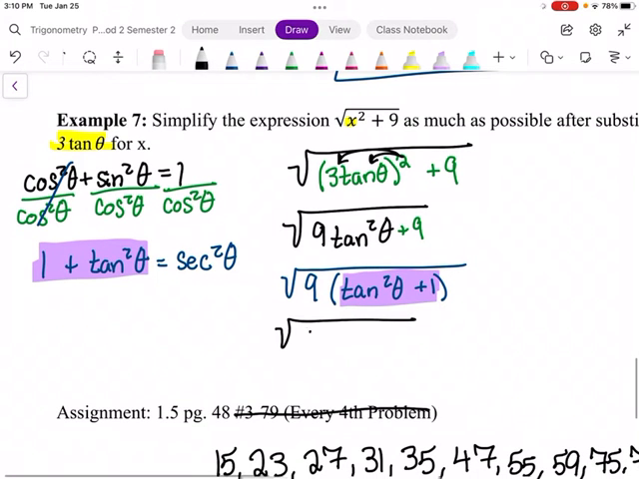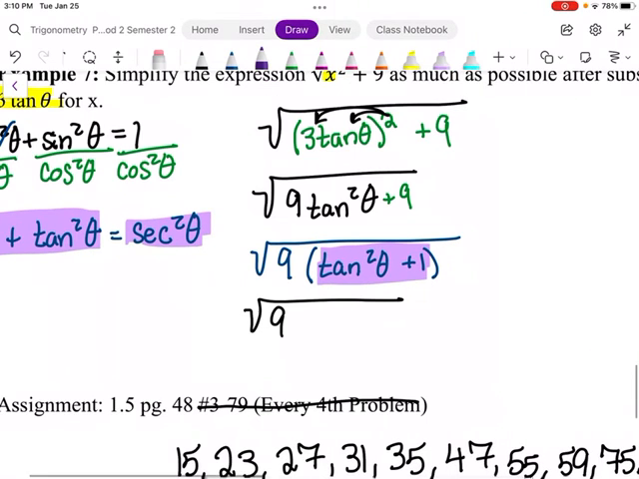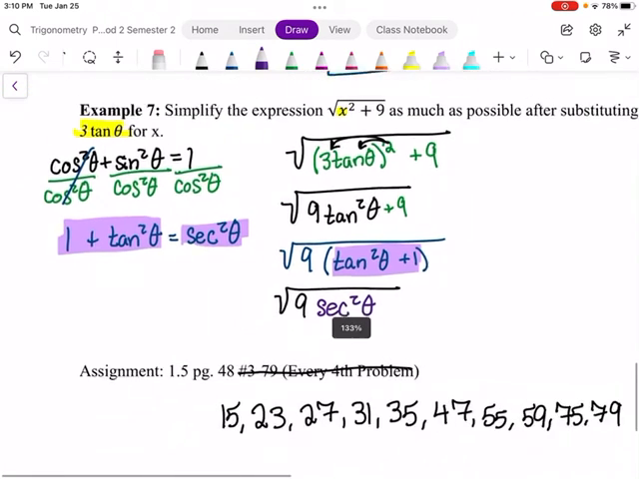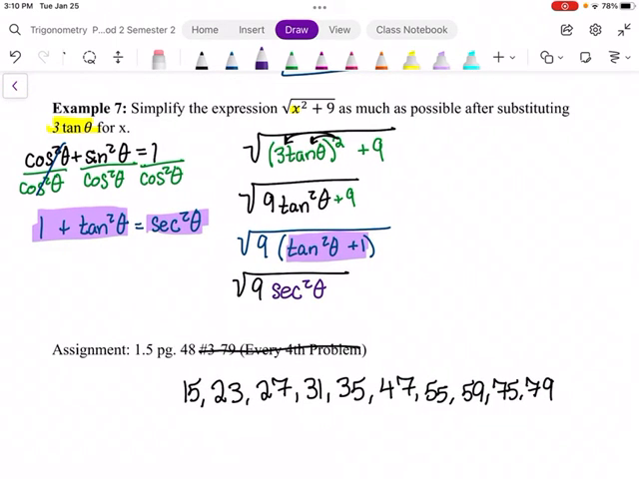So we're going to have the square root of 9, and in for tangent squared plus 1, we're going to plug in secant squared. Then we can take the square root of both parts. So we can take the square root of 9, which is 3, and the square root of secant squared, which is just secant theta. And that is the last example.